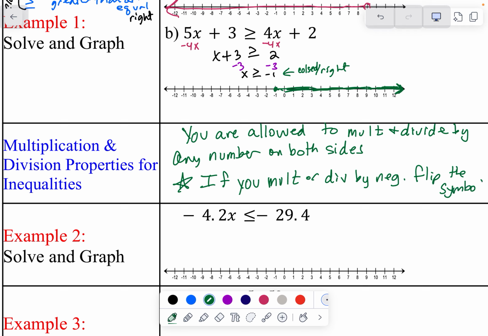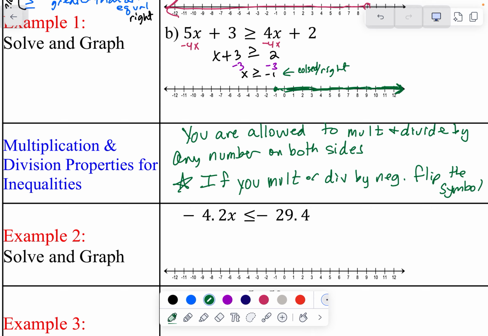Okay, so let me say it again. You're allowed to multiply and divide by any number on both sides, except for 0. If you multiply or divide by a negative, you have to flip the symbol. Otherwise, the whole thing is treated like an equation. Nothing fancy, nothing major you have to do. But if you multiply or divide by a negative, you have to flip the symbol. You have to, or it will be wrong. Now, why is that? Negatives indicate a switch in direction.